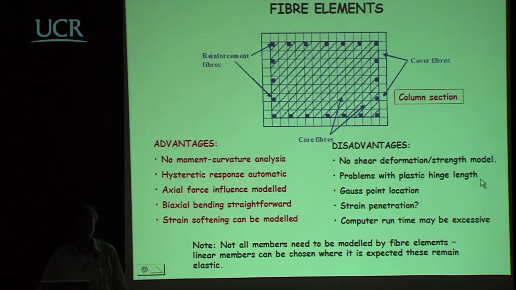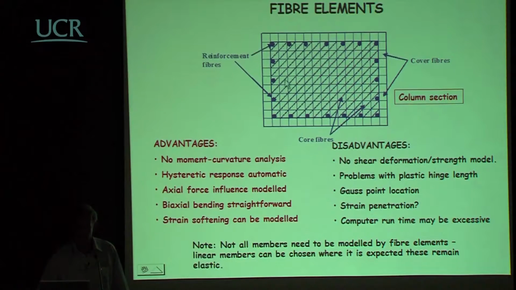Problems with the plastic hinge length. In the out of plane direction here, the fibers have a finite length, and over that, essentially, they have a linear variation in property. And the length that you choose in the region of the plastic hinge very much affects what the deformation capacity will be. So you have to calibrate that by experimental results. Strain penetration needs careful consideration as well. And the computer runtime may be excessive.